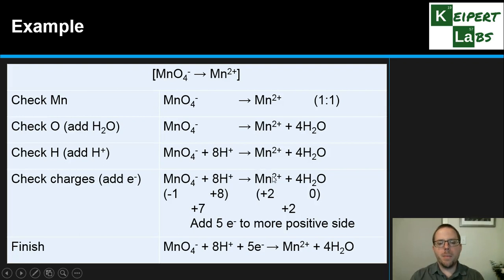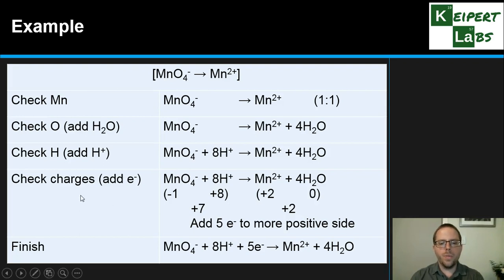On the right-hand side, my manganese 2+ ion has a charge of +2. Then each of my water molecules is neutral, so it has a 0 charge. The fact that there's 4 of them doesn't change that fact. 4 lots of 0 is still 0. Hopefully early high school maths would have taught you that. So on the right-hand side, we now have a total charge of +2. So we've gone from +7 to +2 by electrons transferring.